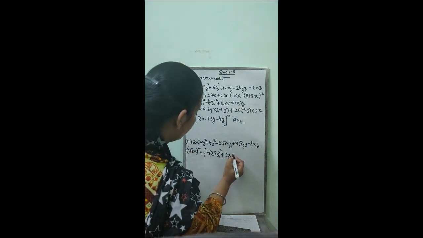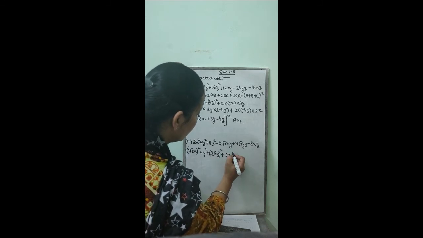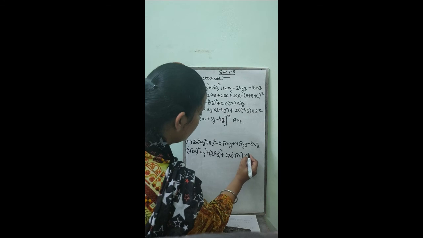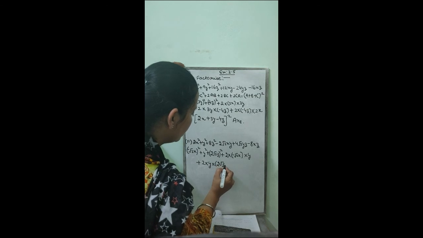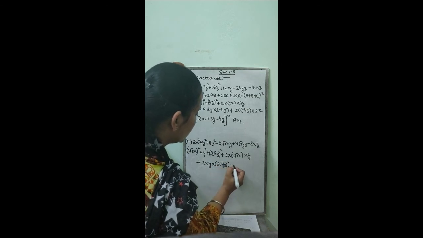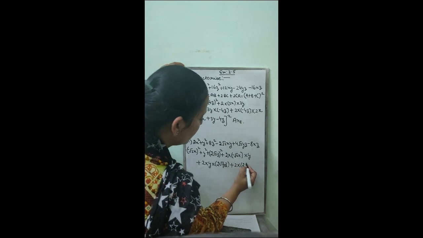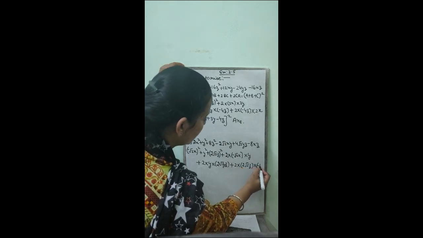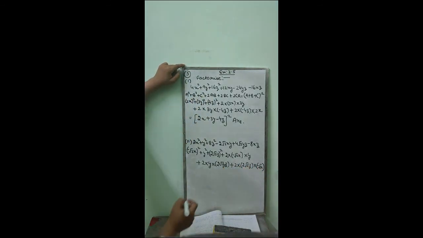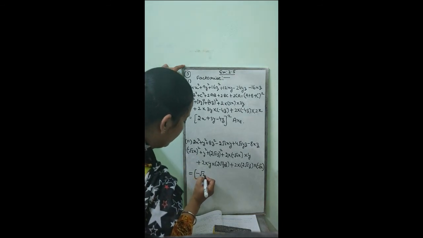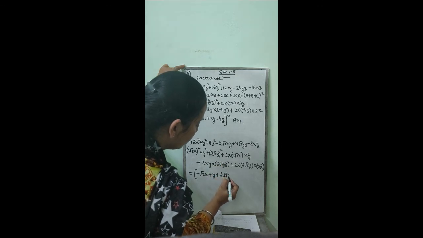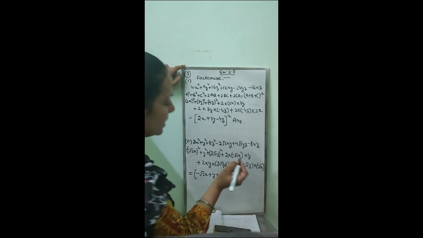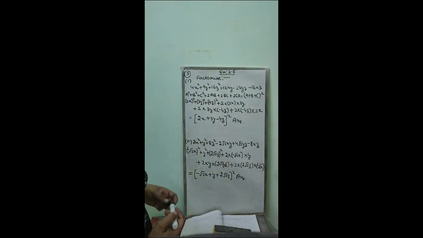2ab, 2 into minus under root 2x into y. 2bc is 2 into y into 2 under root 2z. 2ca is 2 into 2 under root 2z into minus under root 2x. Now close this bracket. A plus b plus c whole square. Is it clear? Review these two parts for 1 minute thoroughly.